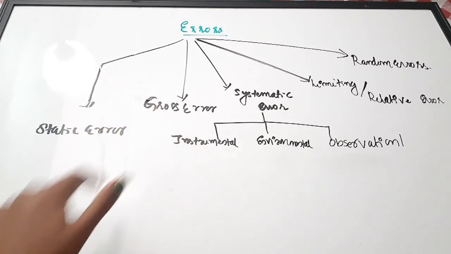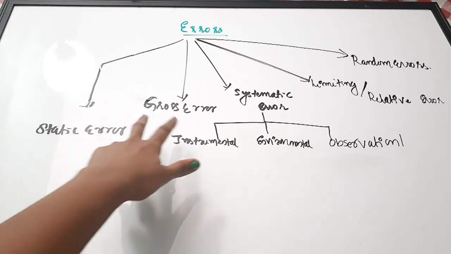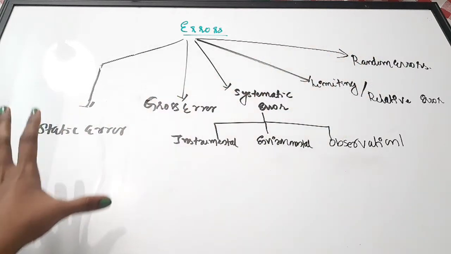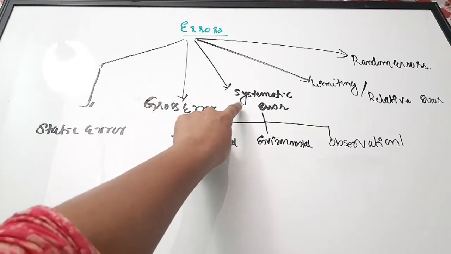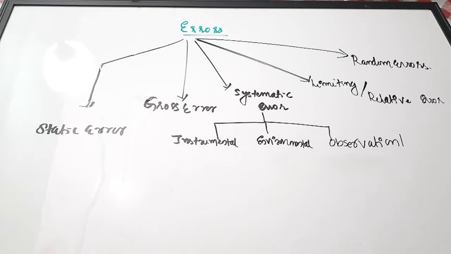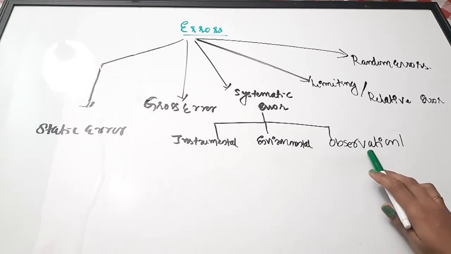Then the second one is gross error. Gross error means the error that happens due to problems with the observer. Sometimes he may read it wrong, or it may be due to carelessness. These types of errors are called gross errors. We'll discuss all of this in detail. Then systematic error means errors happening to the measured value, which can be due to the instrument, the environment, or the observation.